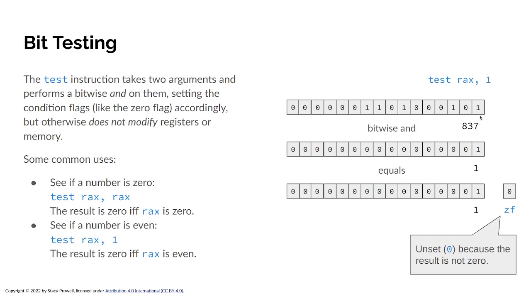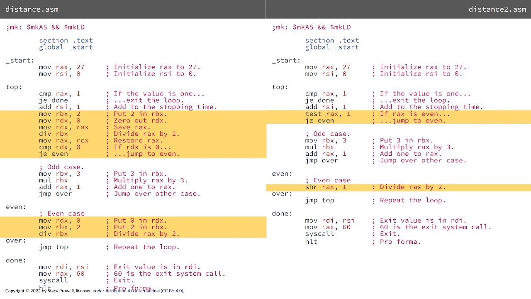And so I can just do a test. I don't have to worry about overriding a register because this doesn't store the result. All it does is set the 0 flag and some other flags. And that's all I've got to check. Well, that's great. So let's make those changes. Over here on the left-hand side, we have our original check to see if the number is even. We replace that with test RAX and 1 and jump on 0 to even. That's it. We don't have to worry about any other registers. That takes care of everything for us.